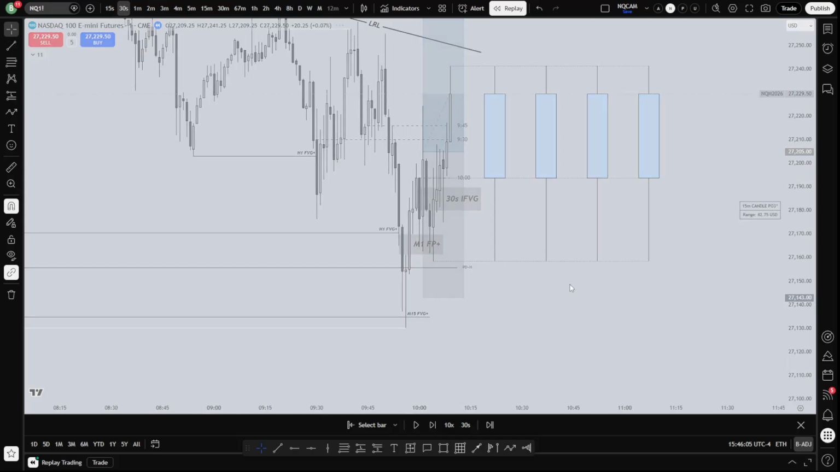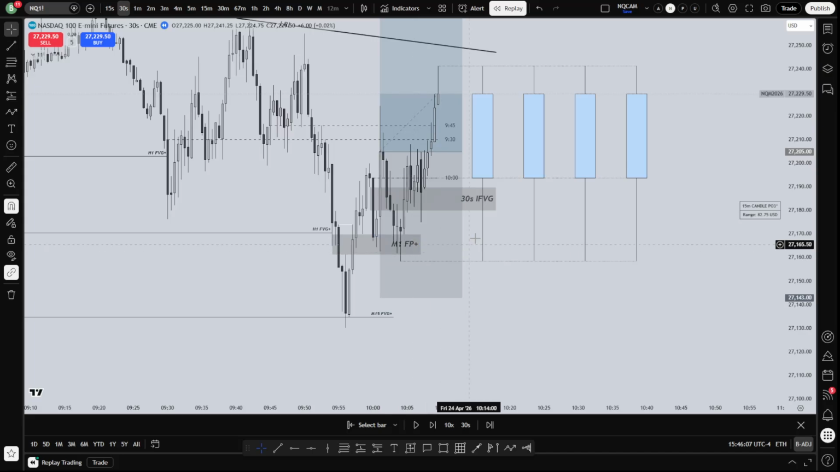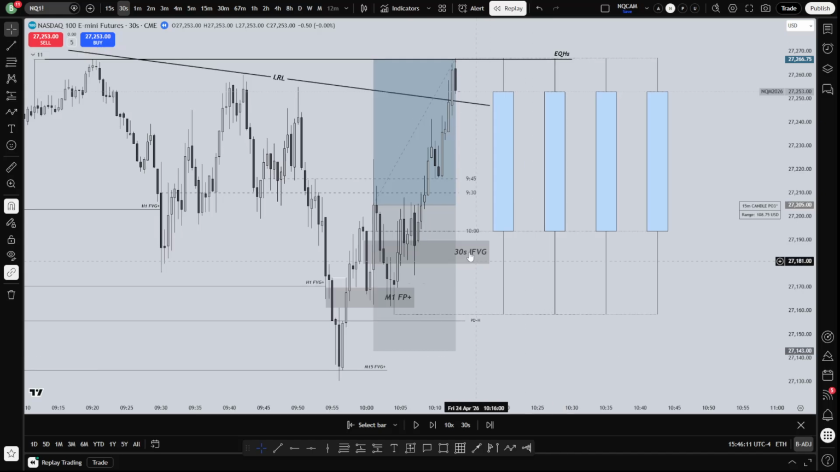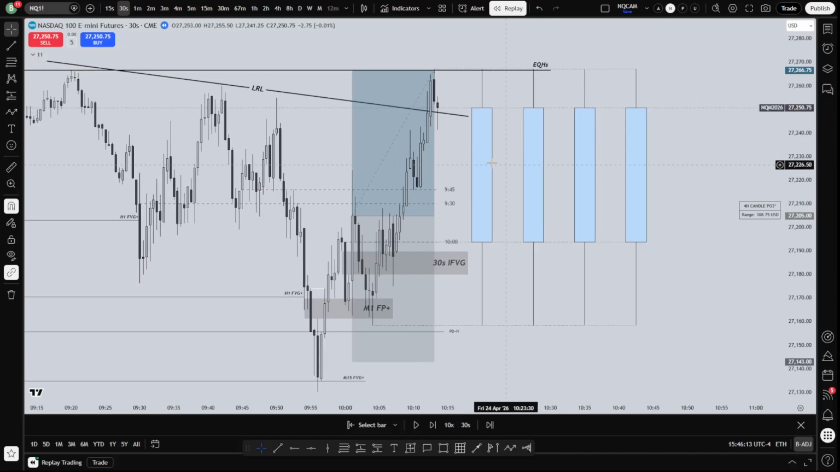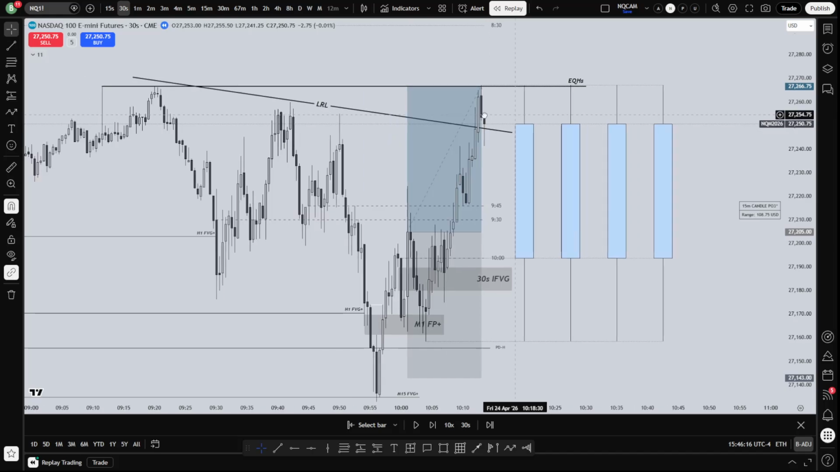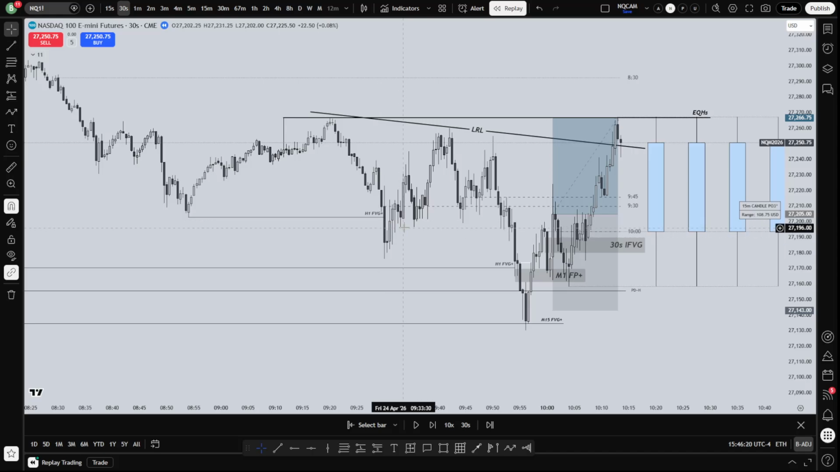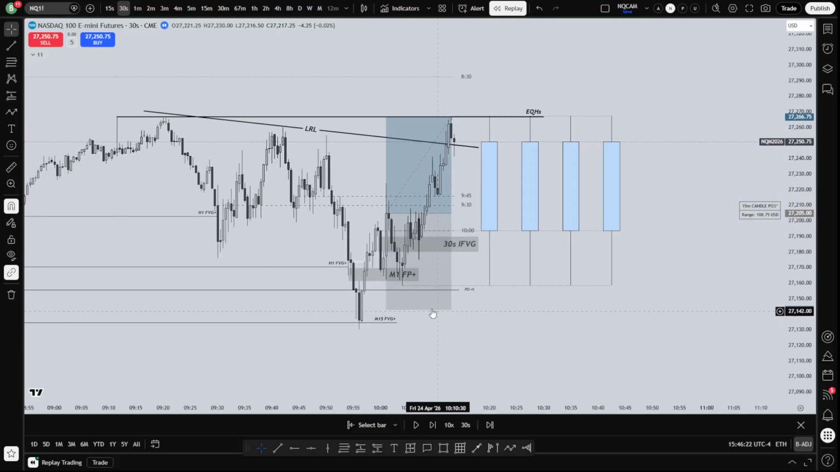So as you can see, we get this 30-second. We end up getting the internal stop raid. Very sloppy delivery. It's Friday, but we do end up getting the distribution to our equal highs, which closed out the day for me. Done for the day. Would have really liked this Judas instead of this setup, but this setup was nice.